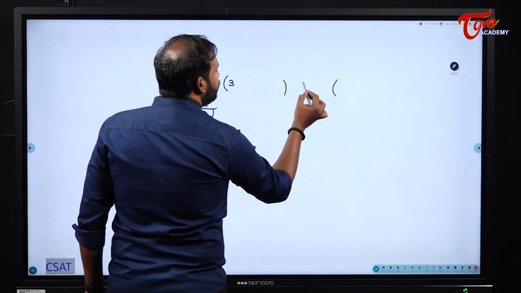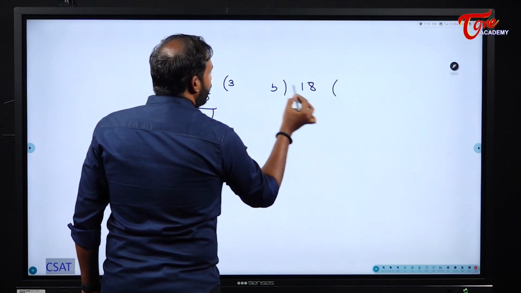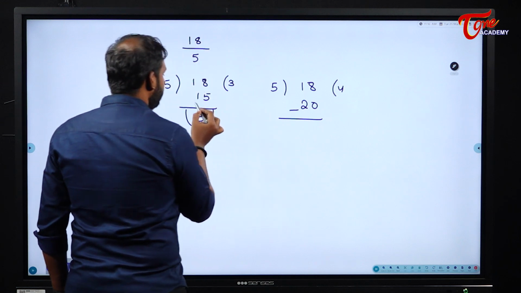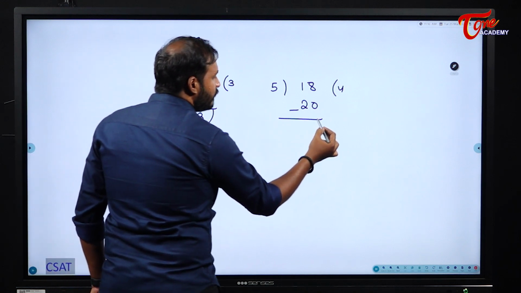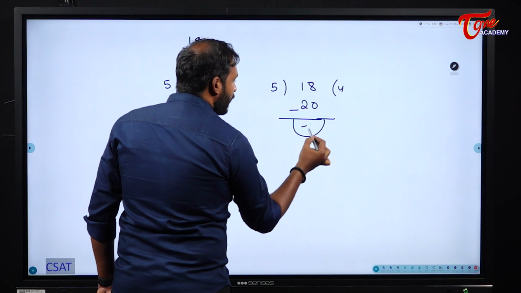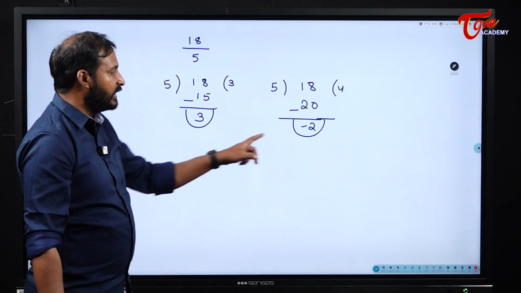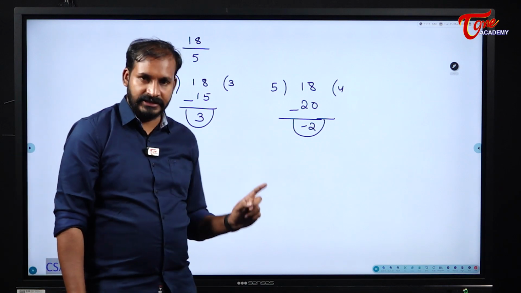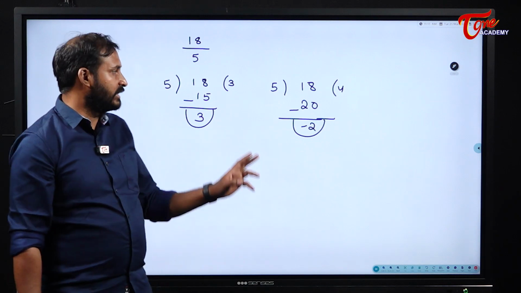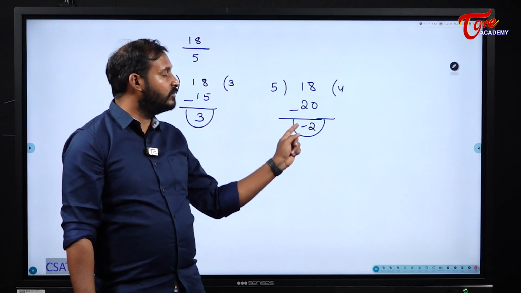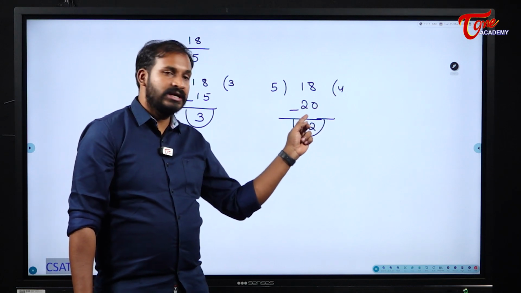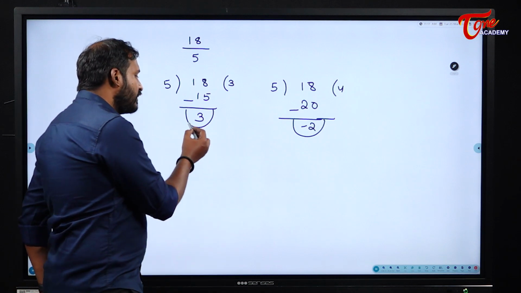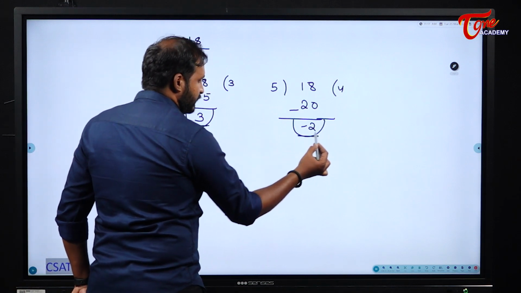But can I do it in this manner or not? 5 4s are 20. When I subtract it, actually we will get 3 by subtracting only, right? So when I subtract it, what will I get here? Minus 2. Why can't I do it like this? Yes, we can also do it like this. There is nothing wrong in that. So students, you can do it like this. 5 4s are 20 and you can take the remainder as minus 2. Practically speaking, both 3 and minus 2 are correct.